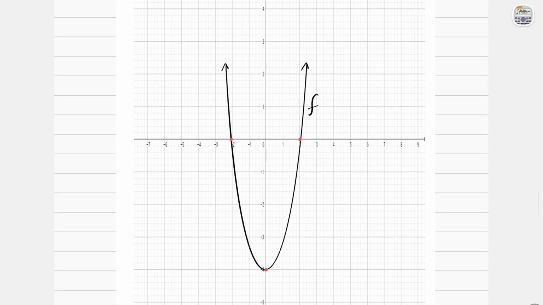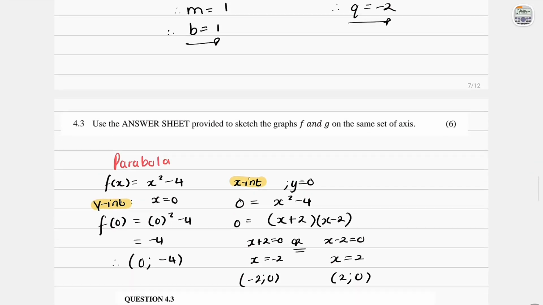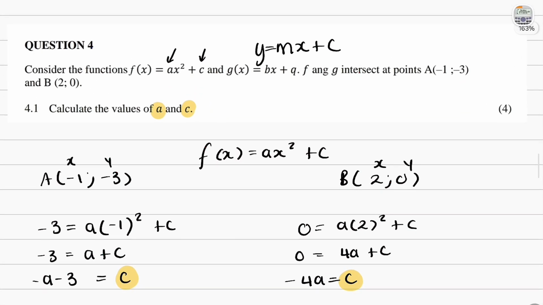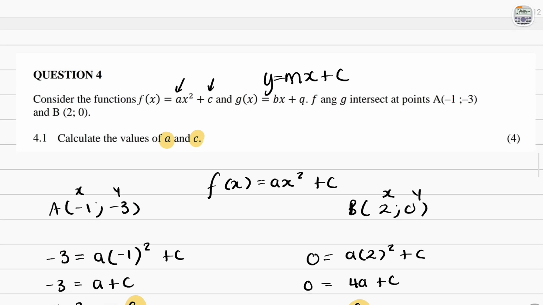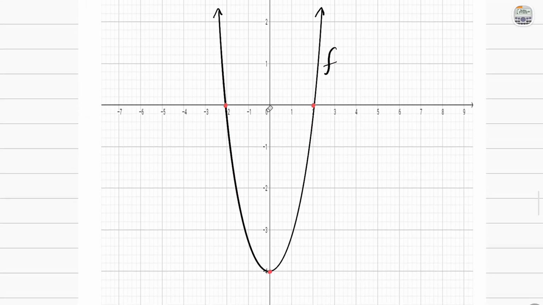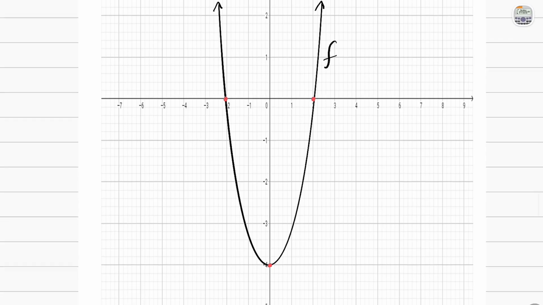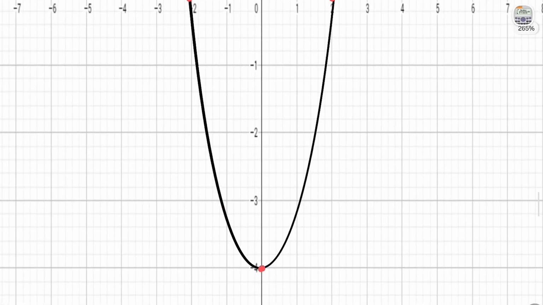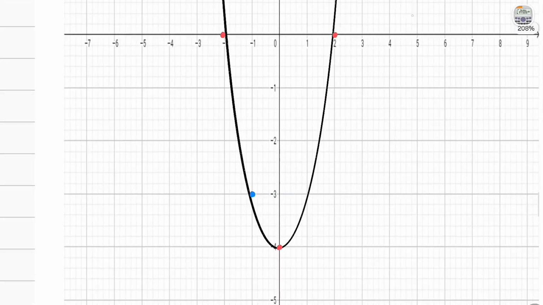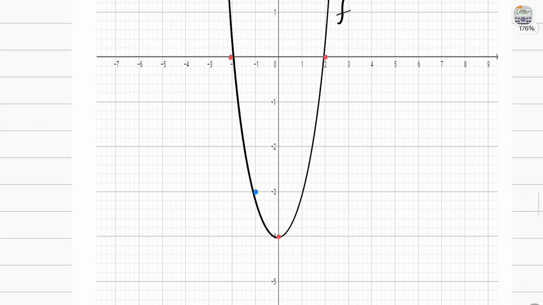And then we can draw the graph of g. The graph of g is a straight line. We already have 2 points. We can just plot those down. So we have -1 and -3, so 1 unit to the left, 3 units down. And that point is going to be somewhere here. So that is a point of intersection, meaning, I should have drawn this parabola a little closer. Okay, close enough.